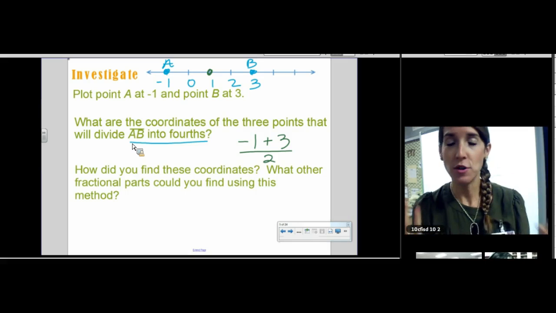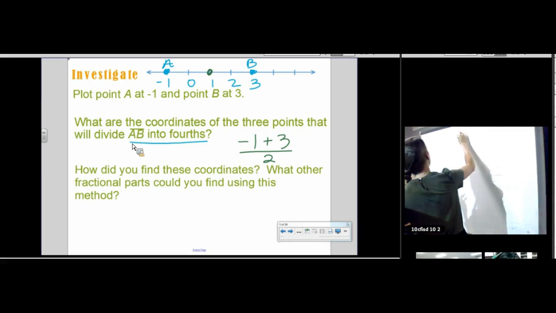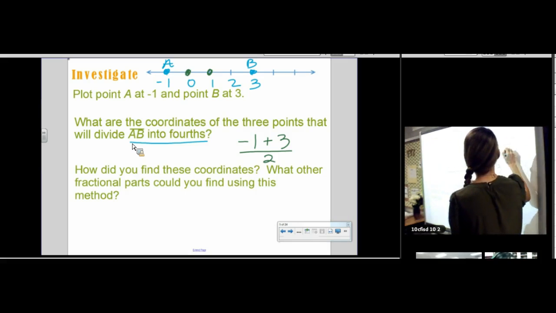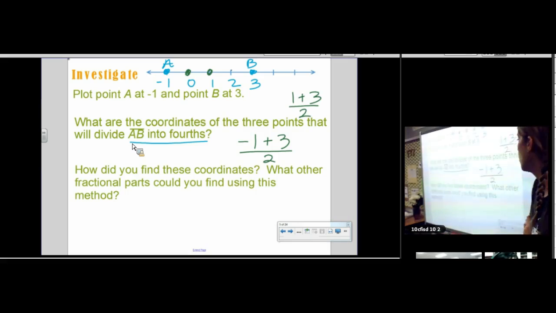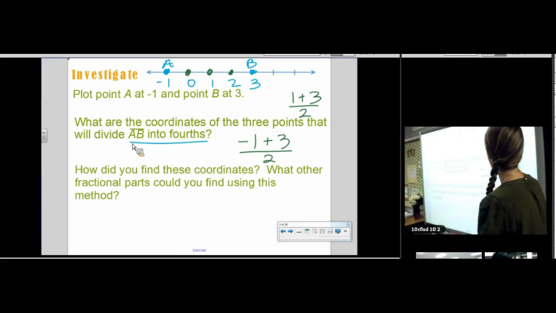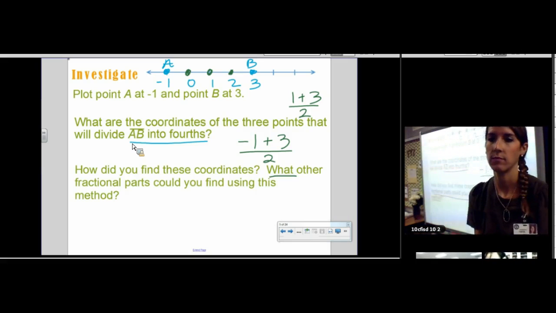Well, not how. You can just tell me what the midpoint is. It would be 0, right? And then the midpoint between 1 and 3, the middle of 1 and 3, add them up and divide by 2, and you get 2. So, if we use this method, what fractional parts would this get us?